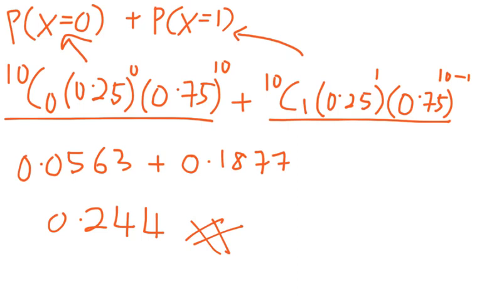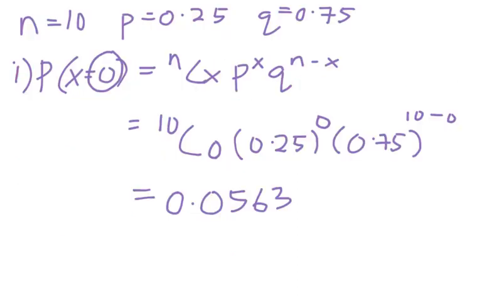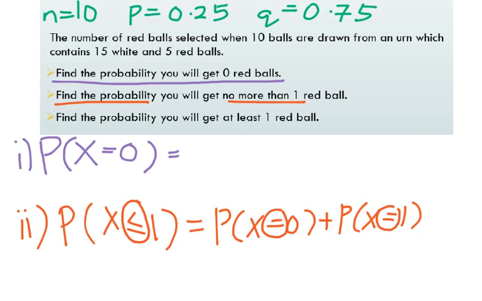Okay, so then for the third question, I'm going to use the green color. Find the probability you will get at least 1 red ball. So again for number 3, I'm going to write it here, number 3. Find the probability again, P of what? P of getting the red ball, which is X, at least. So again, at least 1 red ball.